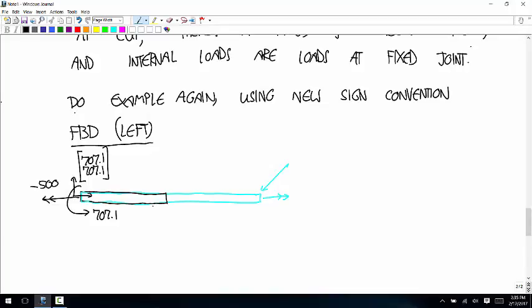So the force vector is now a tension force T and a downward force V. The bending moment is like this, and the internal torque is like this. Any questions about that yet?